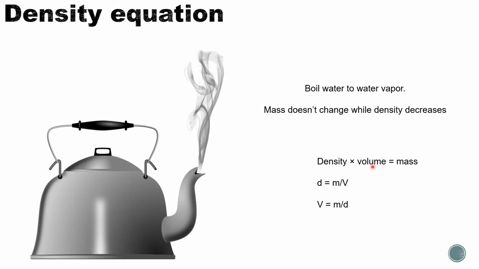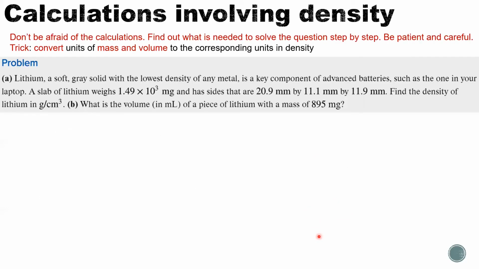In other words, we can use symbols to express this equation. Density equals mass over volume, or volume equals mass over density. So these are the basic transformations of the equation, and you are also expected to be able to do this. Let's take a look at a question involving density.